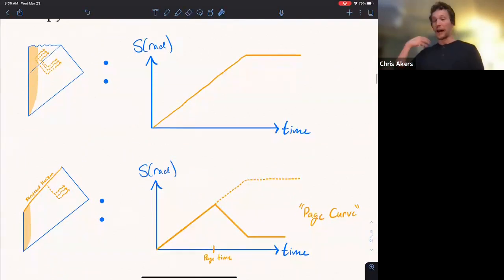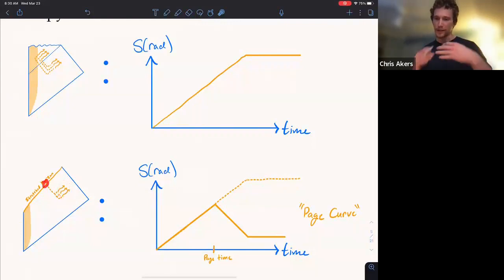But I would say a common expectation for this picture is that at early times it will follow the same path, but around halfway, which is called the Page time. So the Page time, more precisely, is when the coarse-grained entropy of the exterior radiation equals the area over 4G of the remaining black hole.